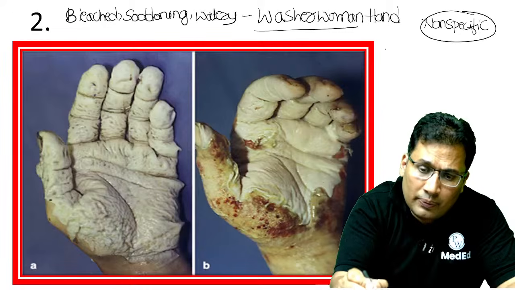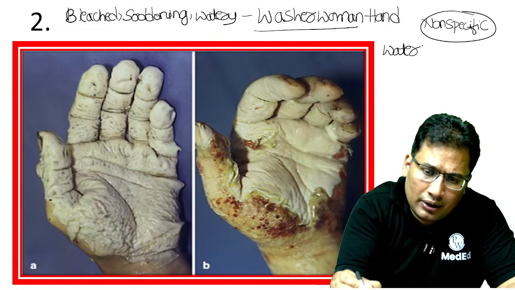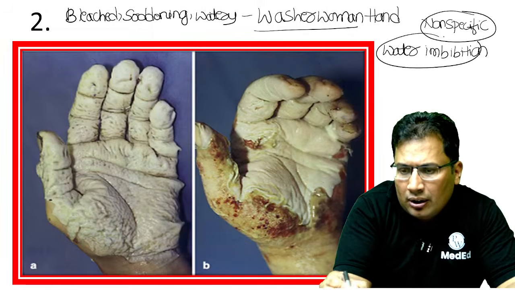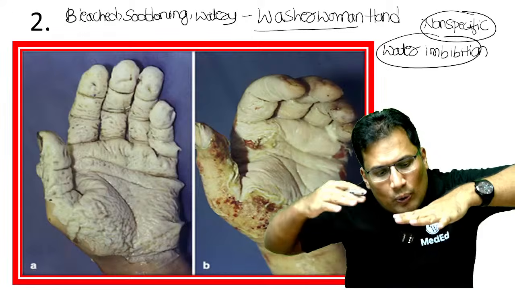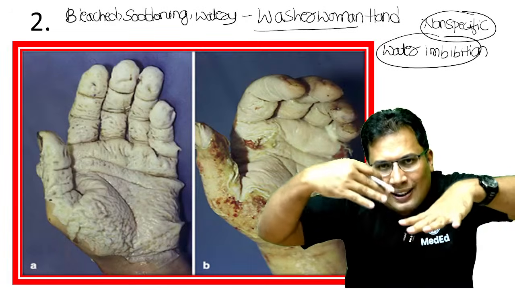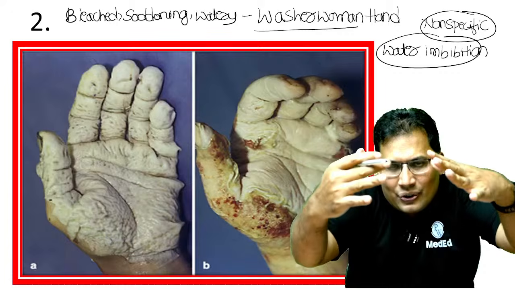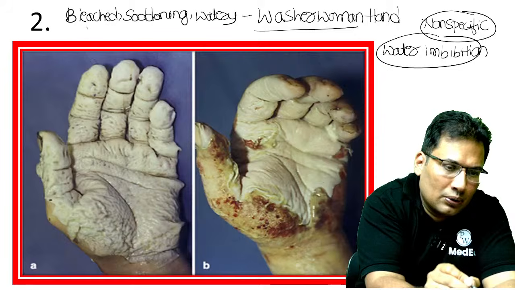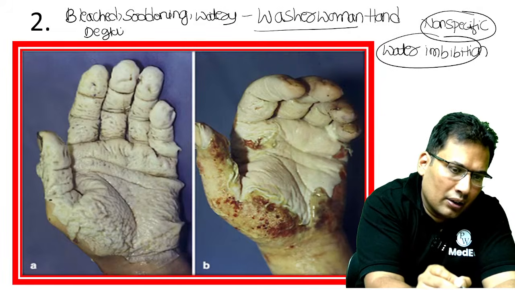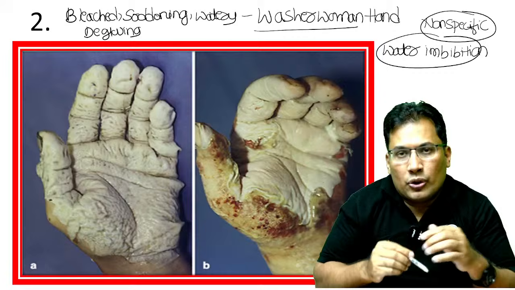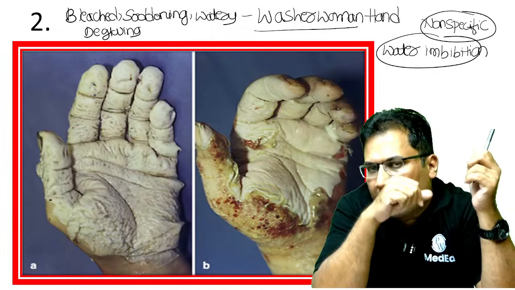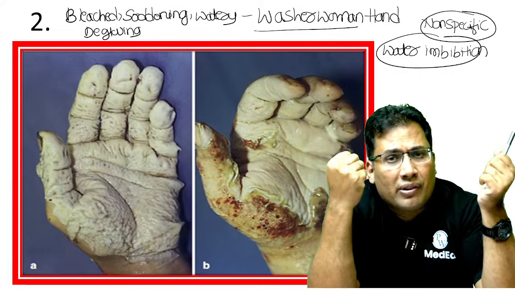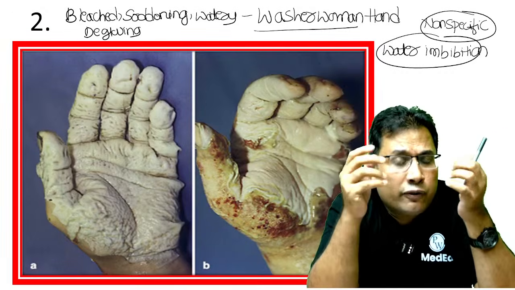Why does it occur? Because of water imbibition. Between epidermis and dermis, the water enters. So there is a separation of epidermis and dermis. So that leads to washerwoman hand. Sometimes there can be degloving also. If it is seen over the fingers, 3 to 4 hours. If it is seen over the entire hand, 24 hours. If there is degloving, 3 to 4 days.